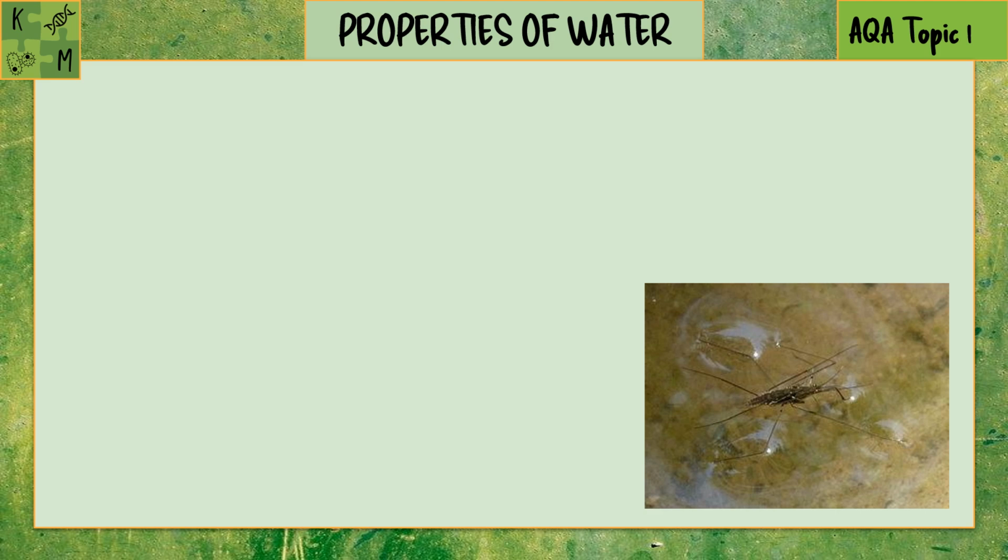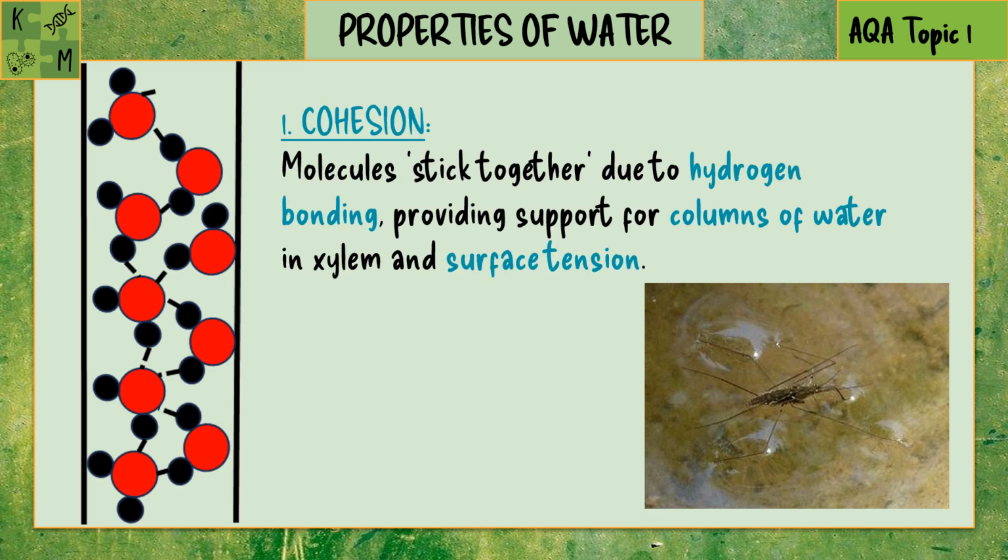Many of the properties of water are due to the hydrogen bonding. The first property we need to be aware of is cohesion. This is where molecules of water stick together due to the hydrogen bonding between the hydrogen and oxygen atoms on different water molecules. This enables water to be transported through plants as a single column, as we'll look at in topic 3. It's also the reason why we see the phenomenon of surface tension. We get this where the water forms an interface with air and it enables pond skaters and other insects to walk across the water.